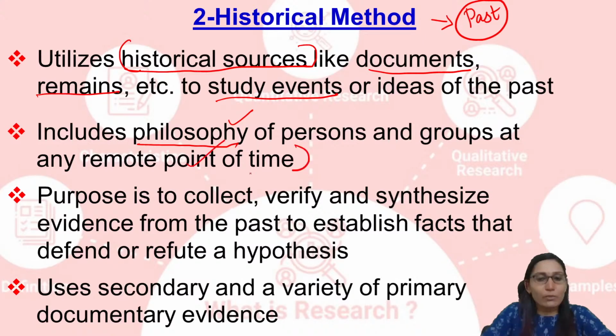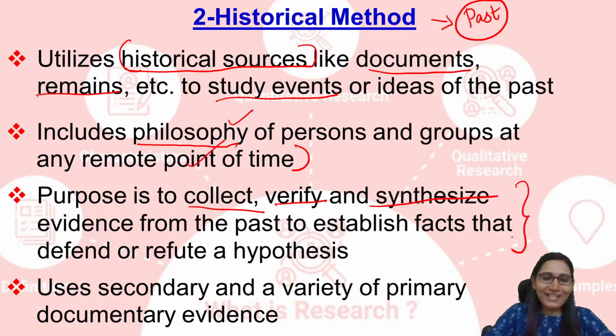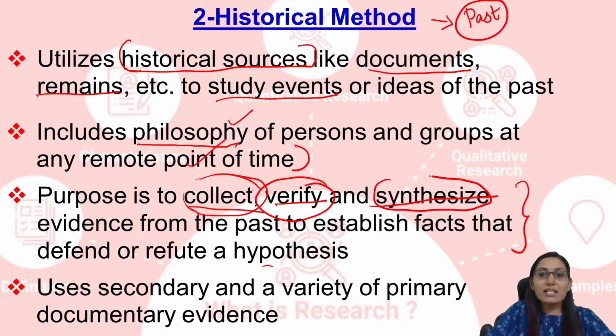Okay. And the purpose of conducting historical research, or the historical method of research, is to collect, verify and synthesize evidence from the past to establish facts that defend or refute a hypothesis. So this is the purpose. I'll explain it in simple language. The purpose is to collect, that is, collection of data or some information of the past, or what we can call evidence of the past. Then verify, that is, you have to verify the data, and synthesize the evidence from the past to establish facts that defend or refute a particular hypothesis. Hypothesis, we know, is an assumption.